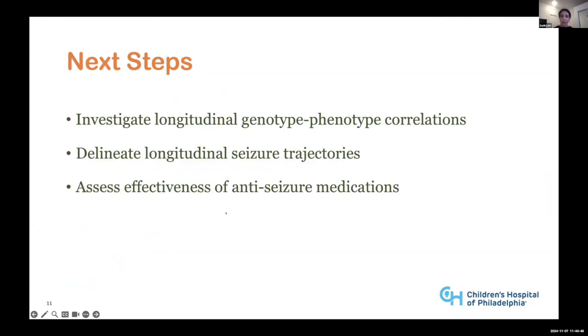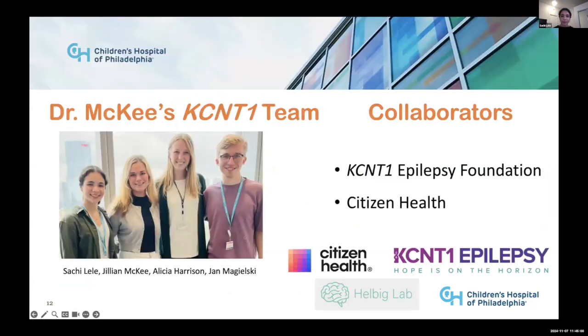For our next steps, we'd want to investigate the longitudinal genotype-phenotype correlations, delineate the longitudinal seizure trajectories, and then assess the effectiveness of anti-seizure medications. And this is our team. You have Jan Jagielski on the right. He's our data scientist. Lisha Harrison is our genetic counselor. And then Dr. Jill McKee is our PI.